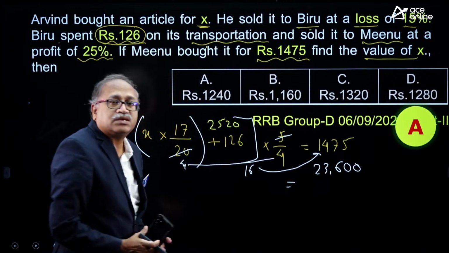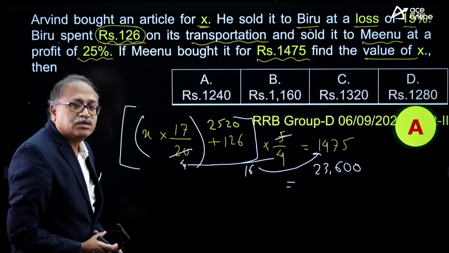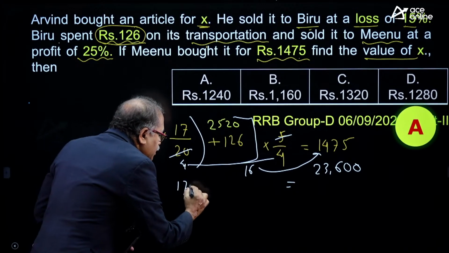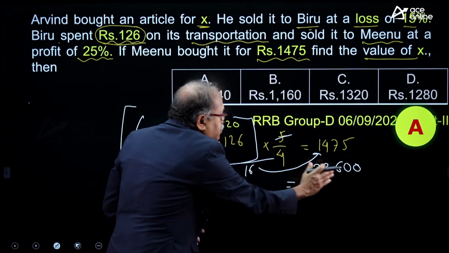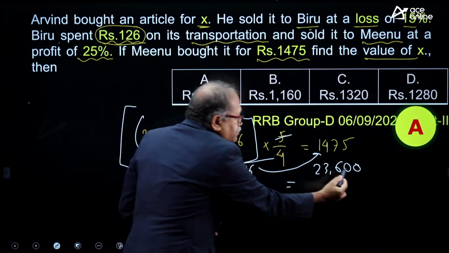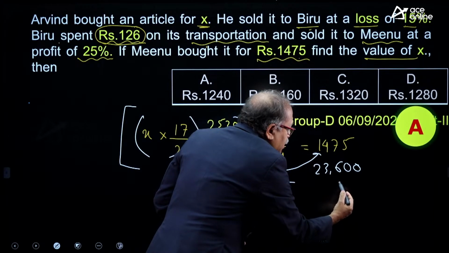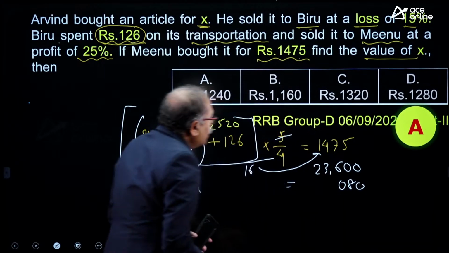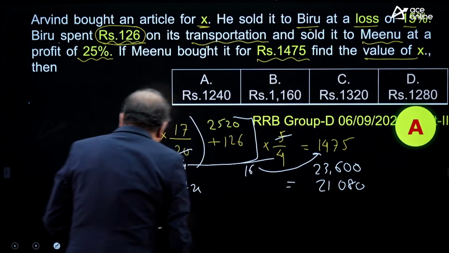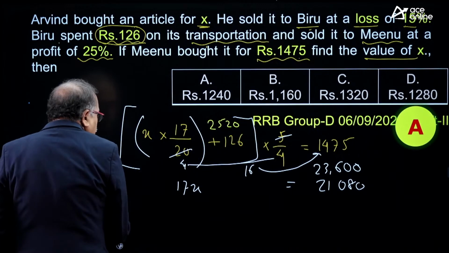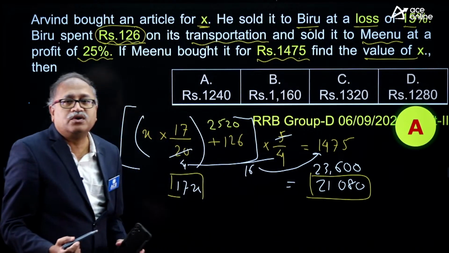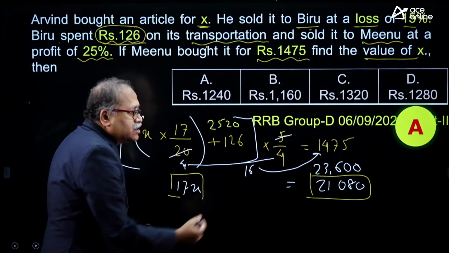So, what is my right hand side? The right hand side is 17x plus 2520. So, what is 17x? 17x is equal to 23,600 minus 2520. So, if I am taking 520 from 600, I am getting over here 80, right, 80, and from 23 if I take this is 21. I got 17x, 17x is equal to 21080. Okay, done. So, cancel this with 17.